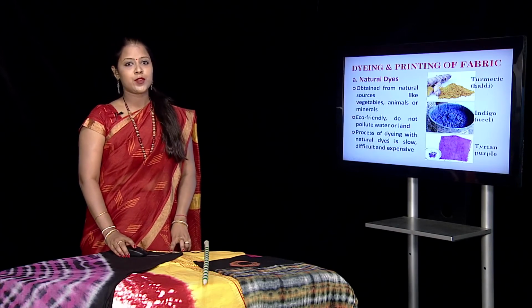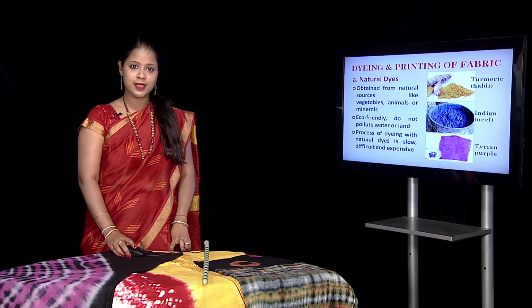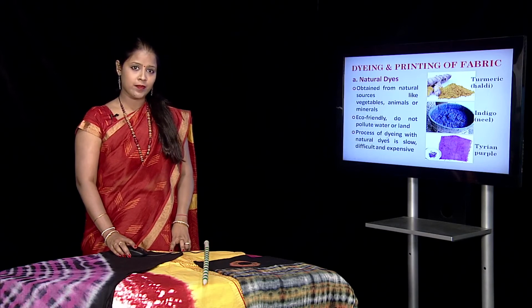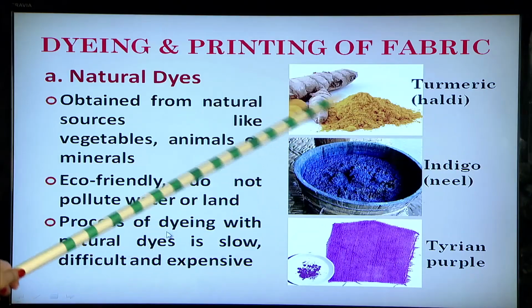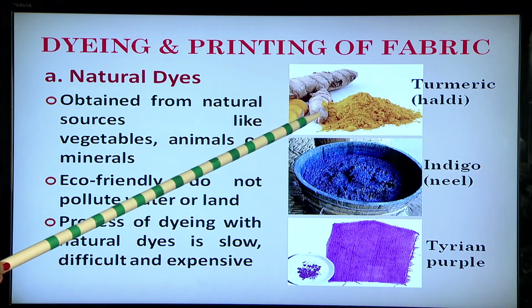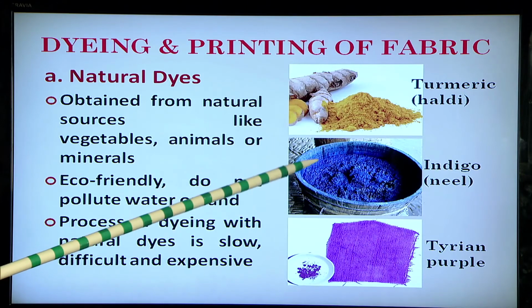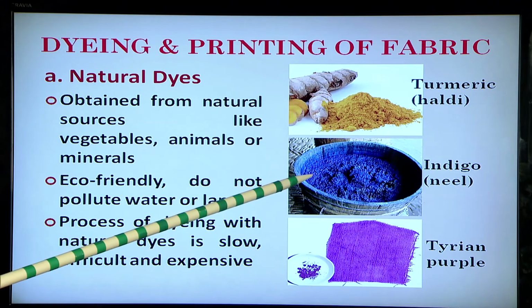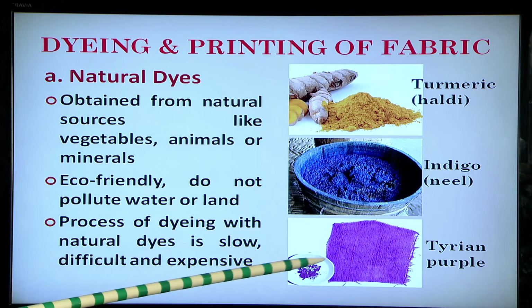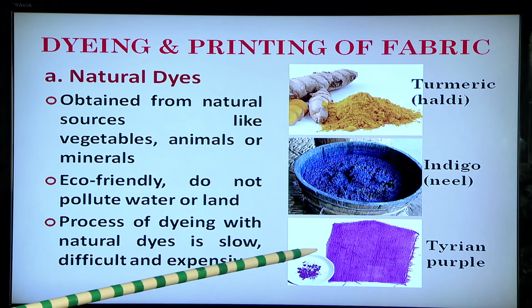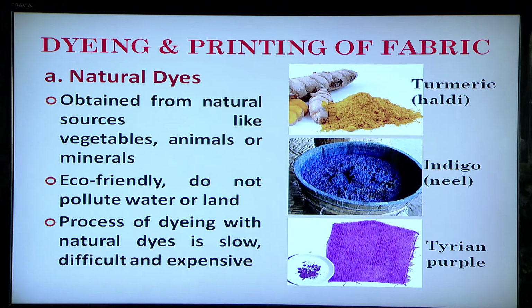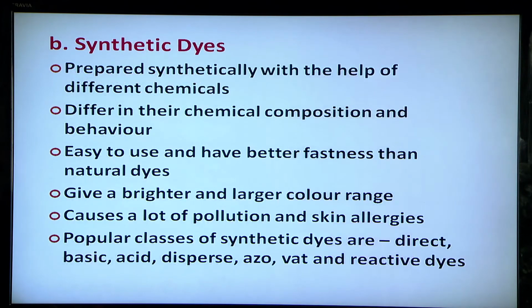Natural dyes are obtained from natural sources like vegetables, animals, plants, etc. The examples for which are turmeric, which is haldi and obtained from plant source, indigo, that is neel, which is also obtained from the plant source, and Tyrian purple, which is obtained from the animal source. These natural dyes are eco-friendly and do not pollute water or land. The process of dyeing with natural dye is slow, difficult and expensive.